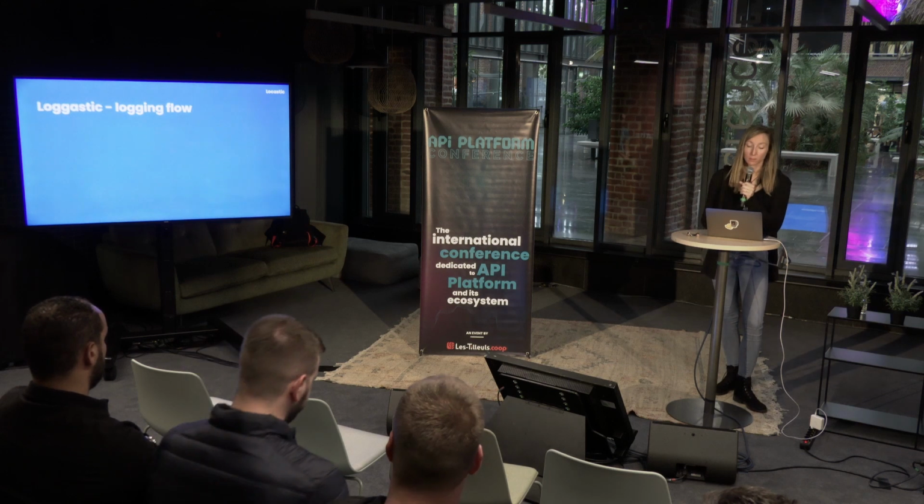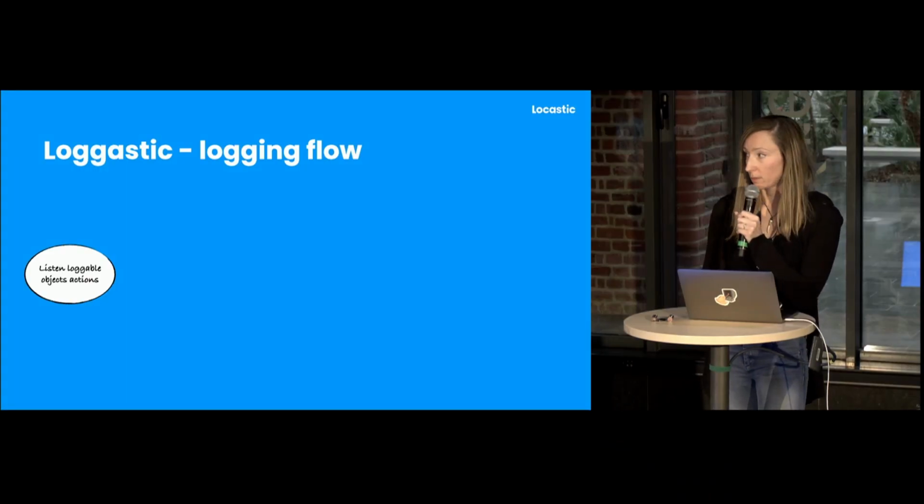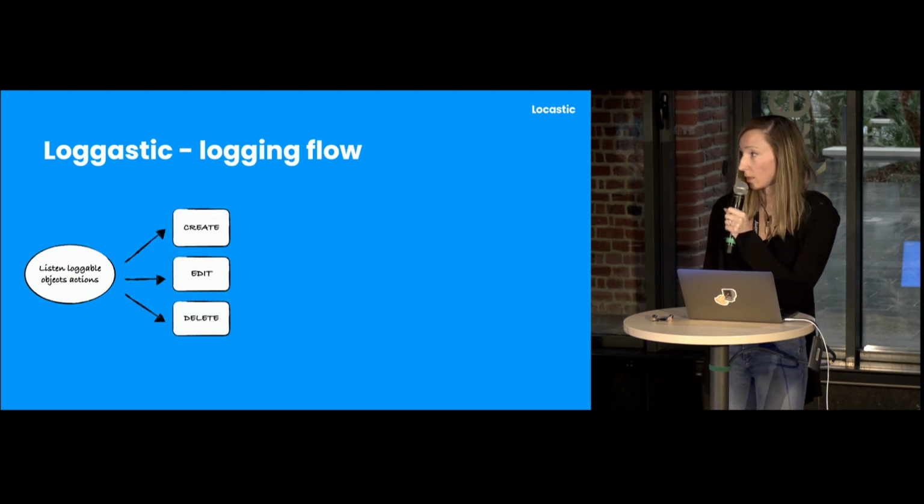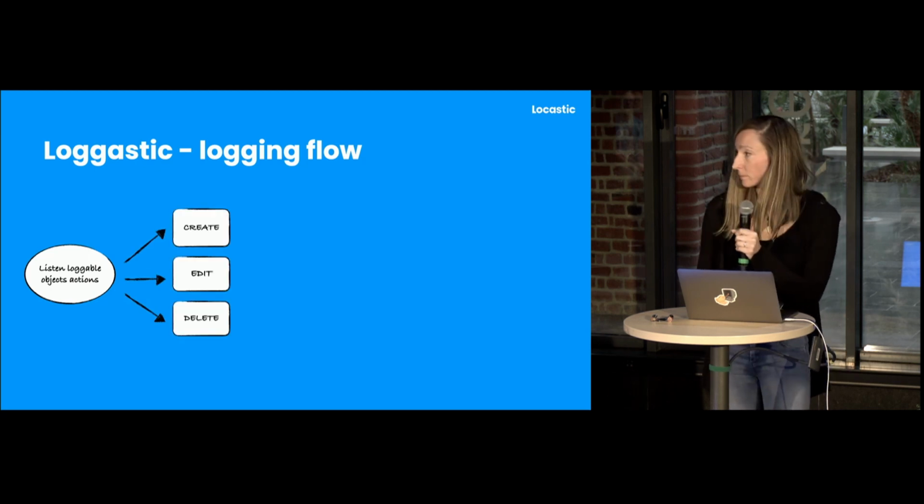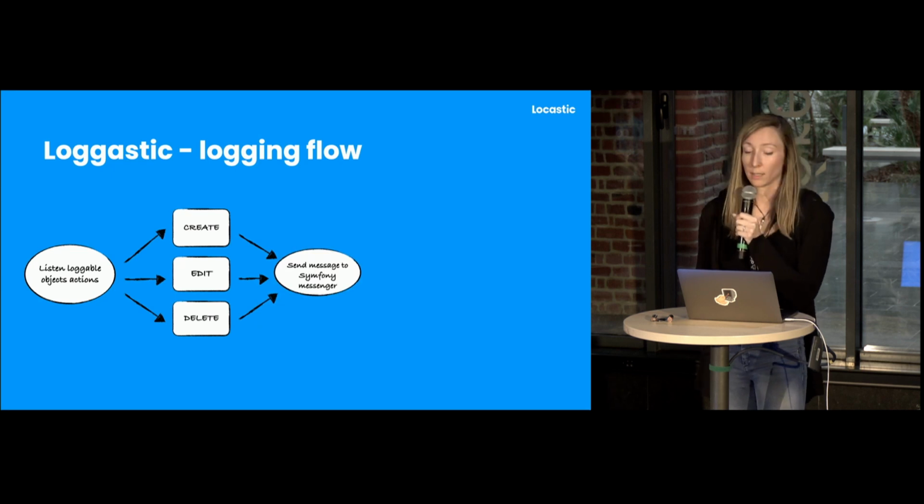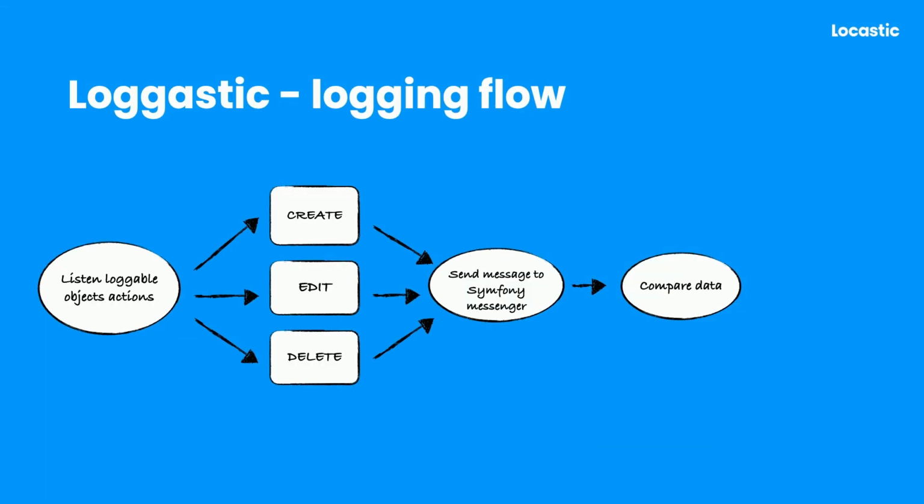Okay, so let's take a look at the flow. First of all, in the background, we have a Doctrine listener, which is listening to all the changes that happen on our loggable entities. So it's catching create, edit, and delete. Next thing, it sends a message to Symfony Messenger, and then the consumer takes care of the rest. So the consumer basically compares the data, prepares everything, serializes it, and then saves it to Elasticsearch.